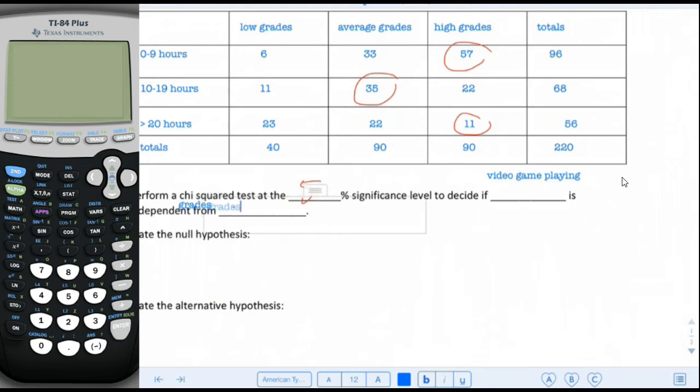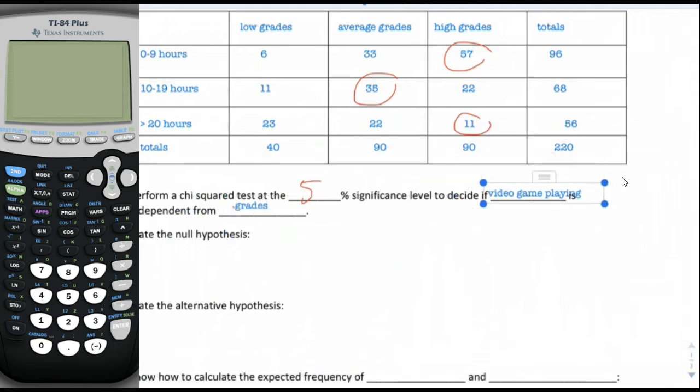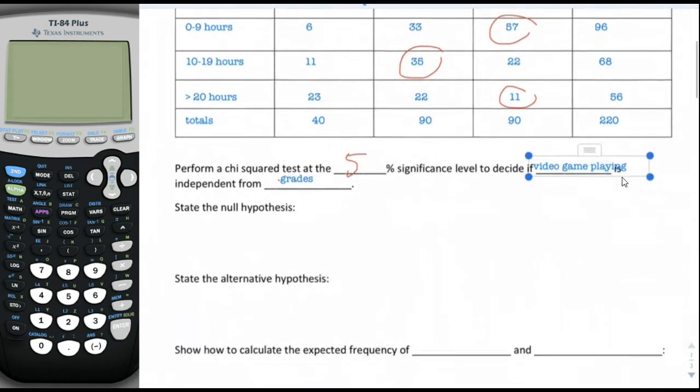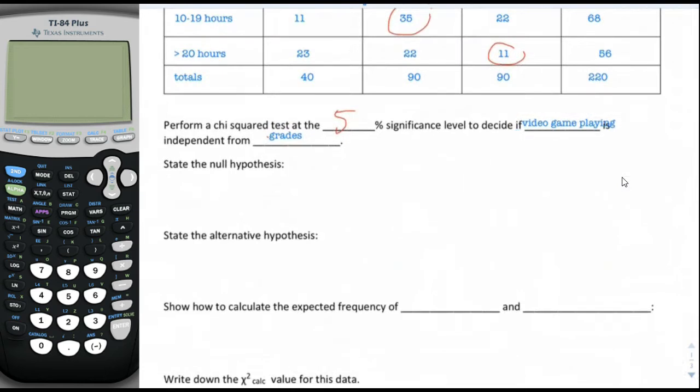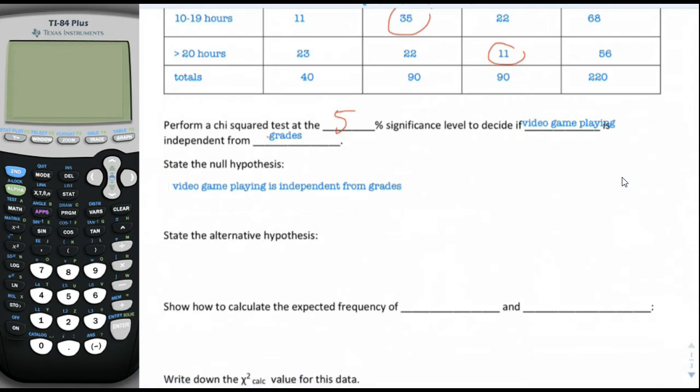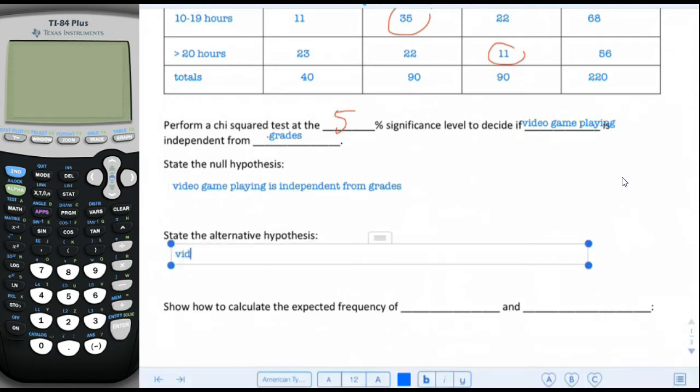All right. Okay. State the null hypothesis. And we almost have already stated the null hypothesis, but we're going to state it here. We're going to say video game playing is independent from grades. Okay. State the alternative hypothesis. That would be video game playing is not independent from grades.